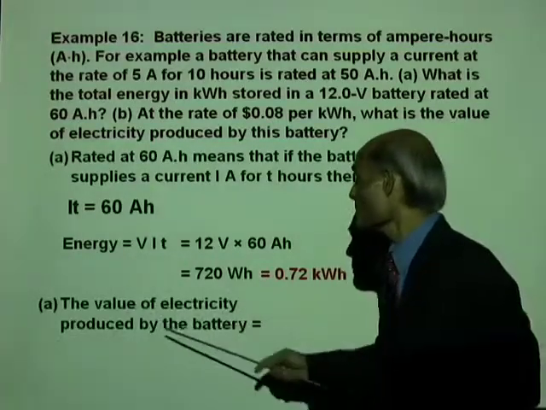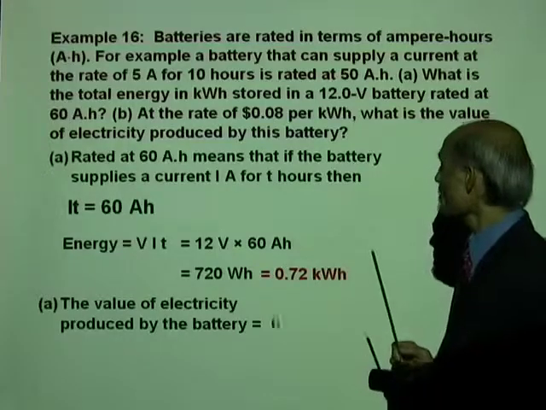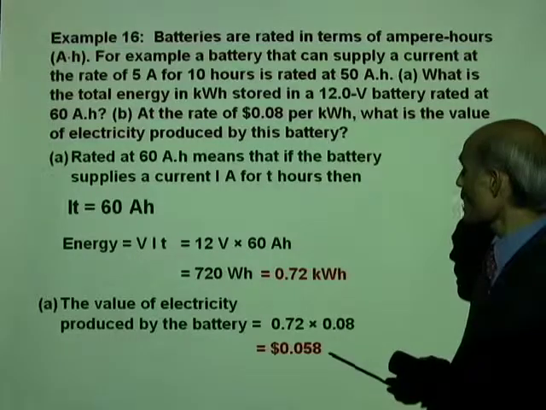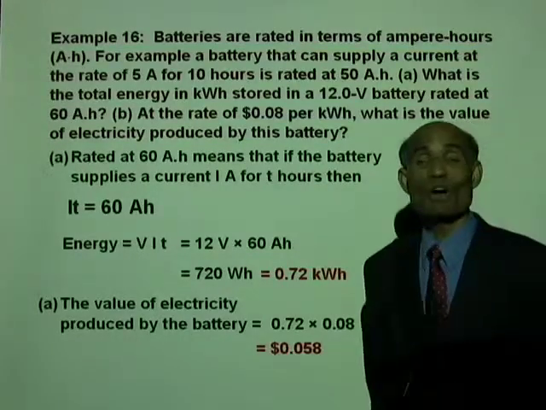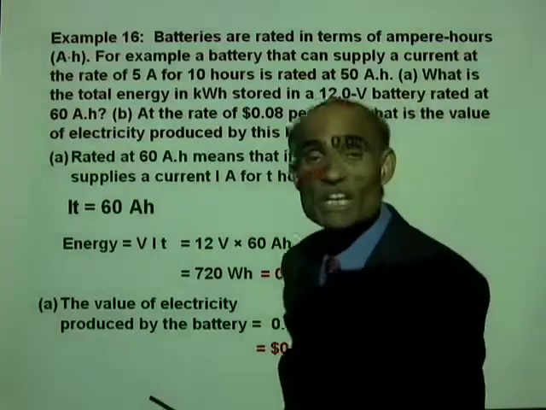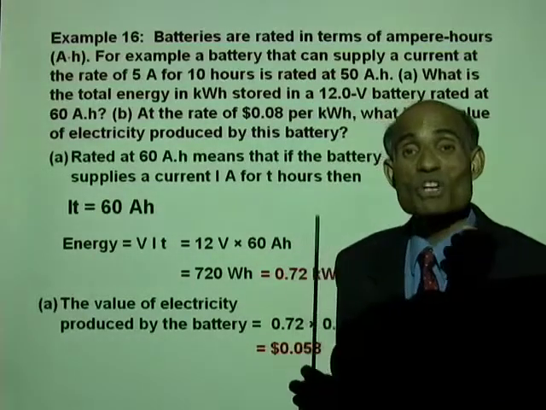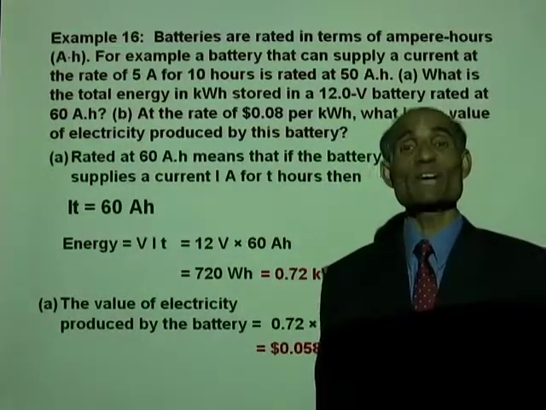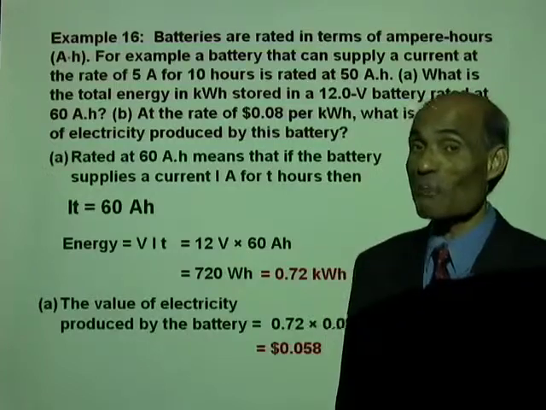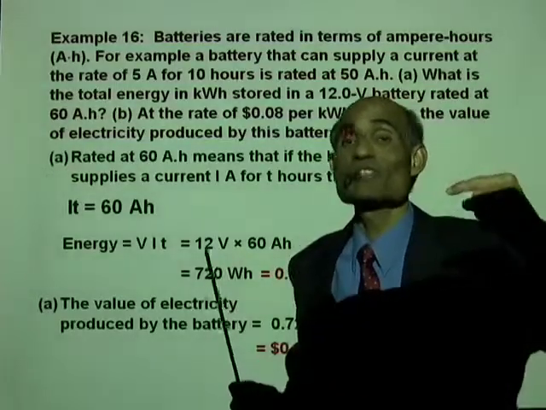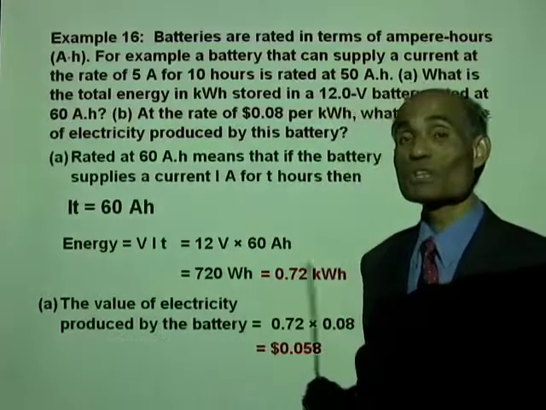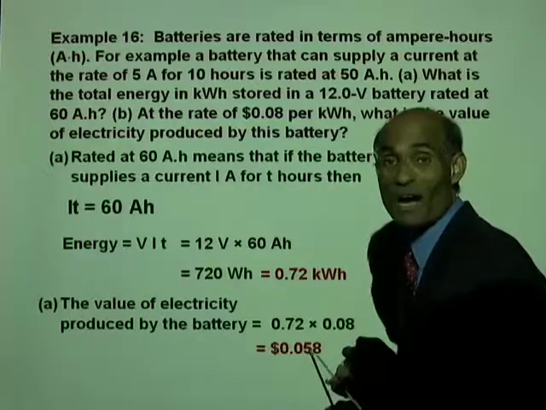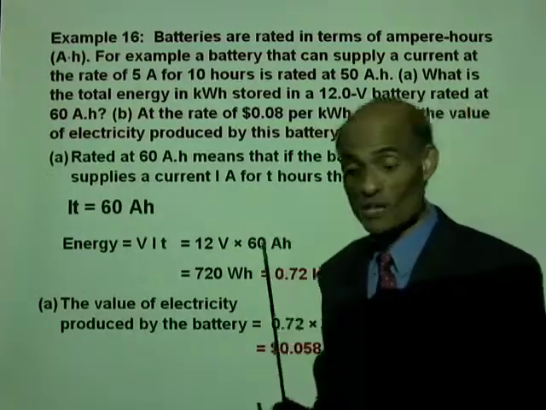Now, the value of the electricity therefore is 0.72 multiplied by 0.08. That is 0.058 or 5.8 cents. That means each time that battery is fully charged, it will contain electricity worth about 5.8 cents. But remember, your car battery is continuously being charged and recharged. So during the lifetime of the battery, you will be storing hundreds of times worth this electricity in your battery.